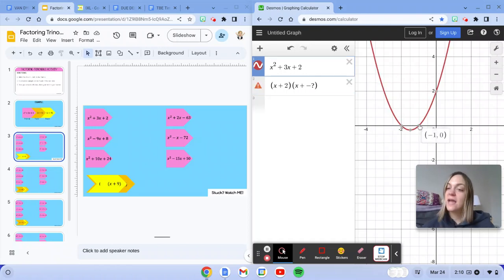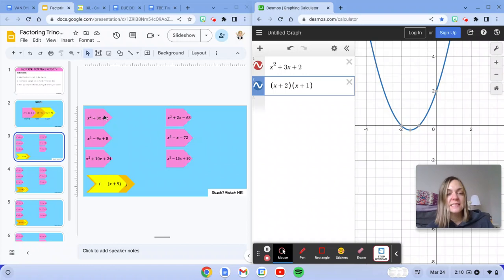That means that my next factor, if I'm at -1 and I'm trying to get to 0, is going to be x plus 1, because -1 plus 1 gives us 0. x plus 1. And I know that this is correct because the blue graph is directly on top of the red graph. They're the same graph. They make the same curve.